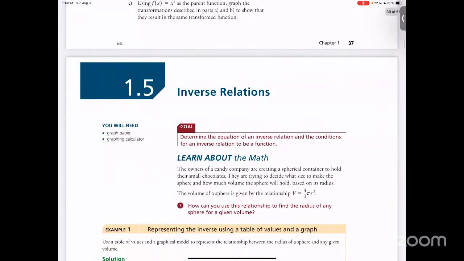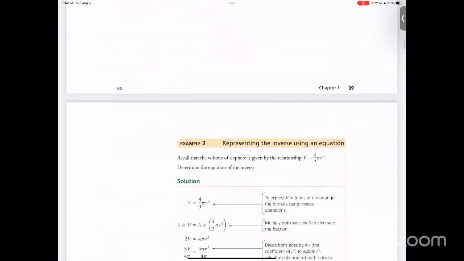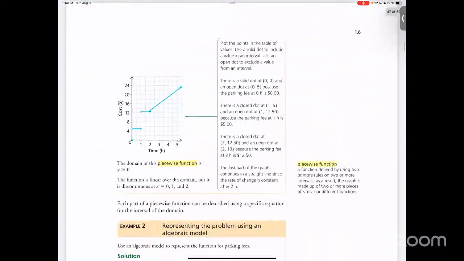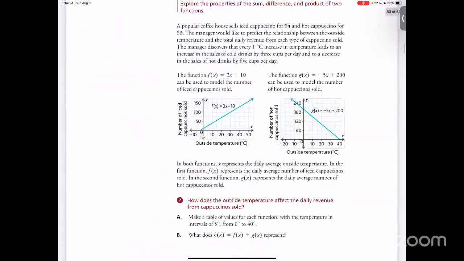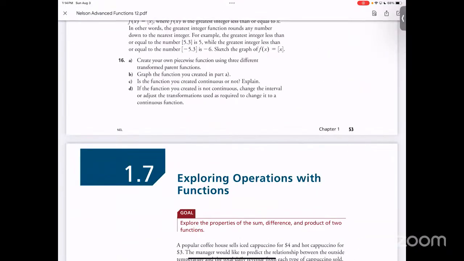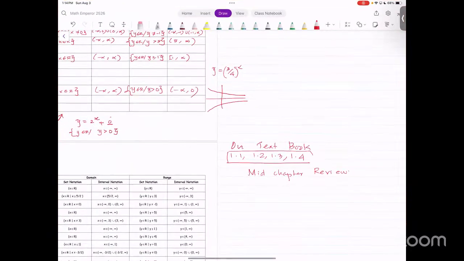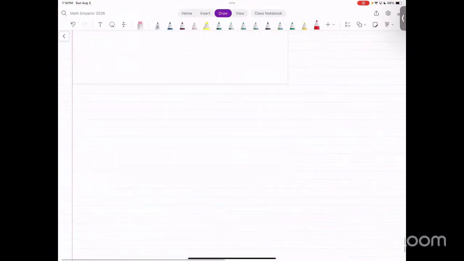So let's keep going, because when I finish this unit, I will be diving into the real grade 12 content, which is polynomial function. So I think I'm on track, because after 1.5, if I'm right, it talks about piecewise function, pretty straightforward. If I finish piecewise function, exploring operations with functions we will do at the end, so we're not going to worry about it.